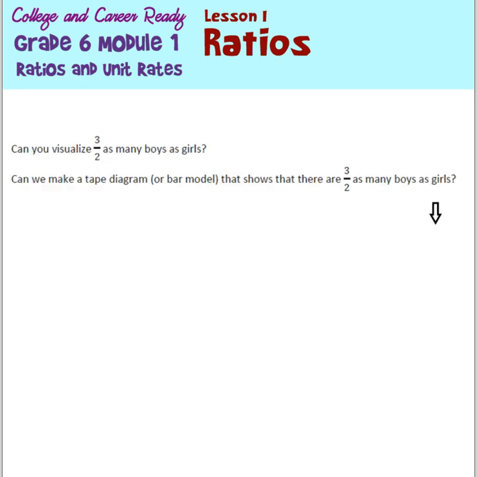Okay, so can you visualize that? You can't have half a boy, so let's make a tape diagram. We'll need 3 pieces of tape to represent the 3 boys. And how many pieces of tape for girls? I hope you at least thought 2 pieces of tape for girls. So there are 3 boys, there are 2 girls. It's easier to visualize 3 boys for every 2 girls than it is to think 1.5 boys per girl. Like I said, you can't have half a boy.